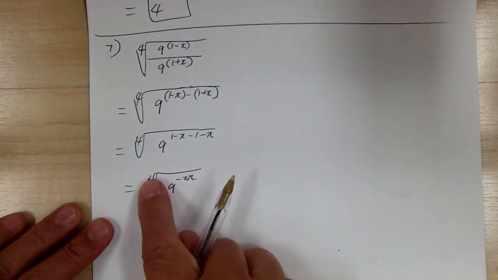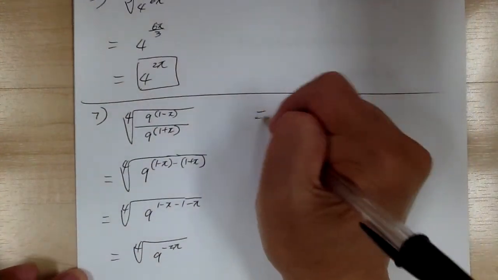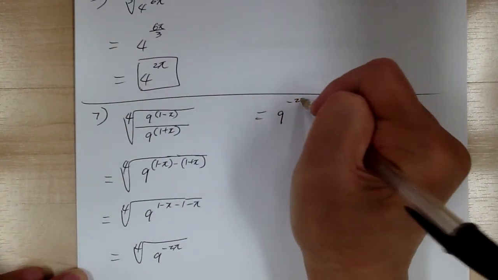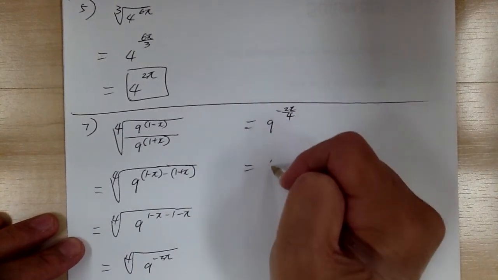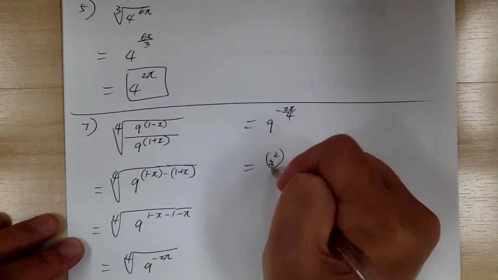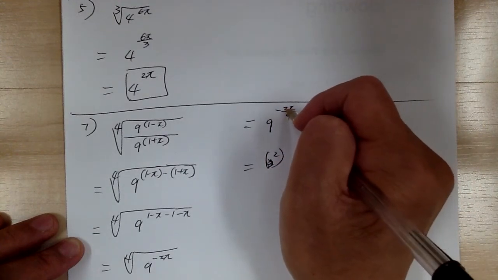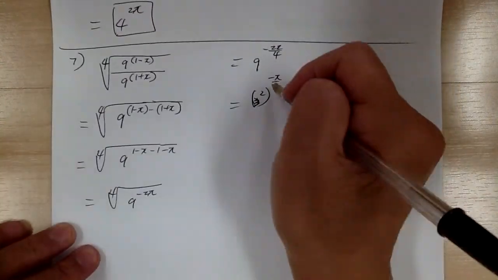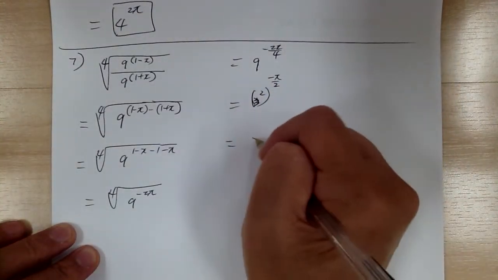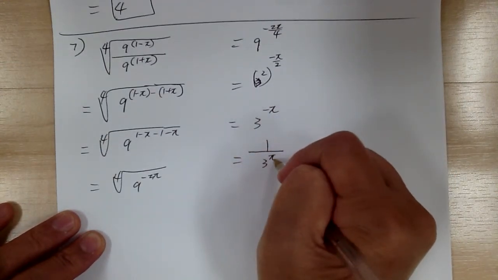Now we can take care of the roots, right? So the index will go on the bottom. So this will equal 9 to the negative 2 pi over 4. So this will equal, I'm going to make this into 3 squared. Okay, 9 make into 3 squared, so I can simplify. Because over here, I get negative pi over 2. Okay, so now the 2 and 2 will cancel out, so this becomes 3 to the negative pi, and so this will equal 1 over 3 to the pi.